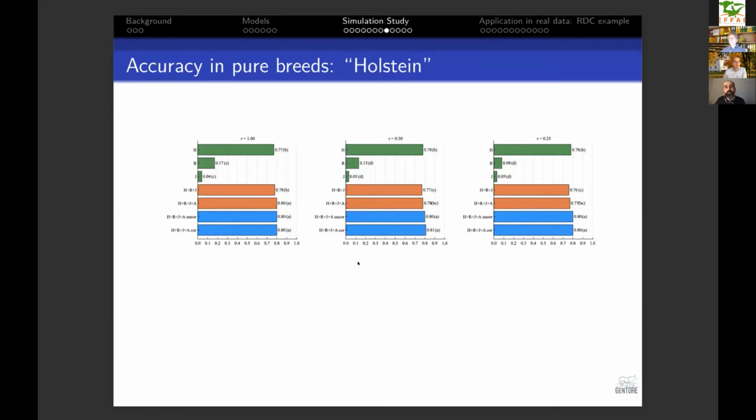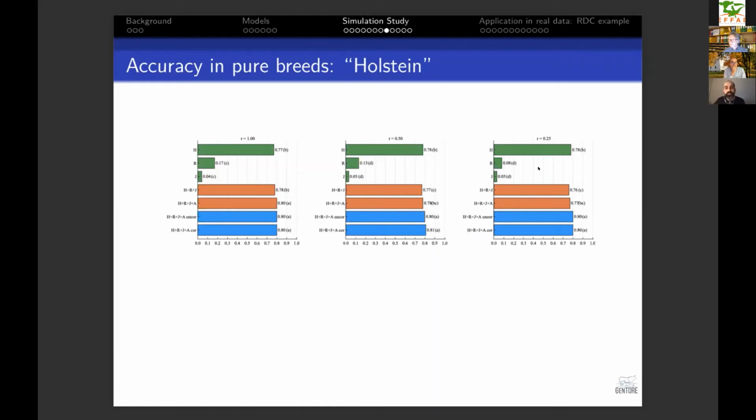If we look at the large breed, which is Holstein in our case, again, what we see is that crossbreed prediction, I mean, using SNP effects from one pure breed to get the breeding values for another breed, gives us very low accuracies, even as low as 0.